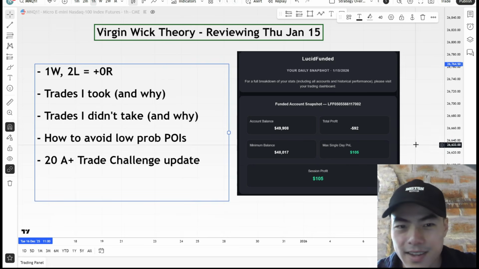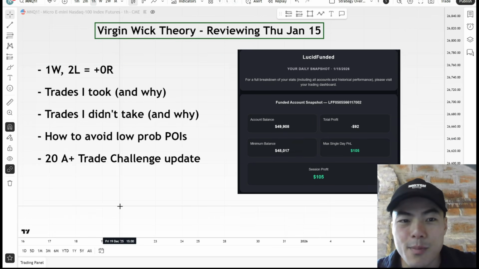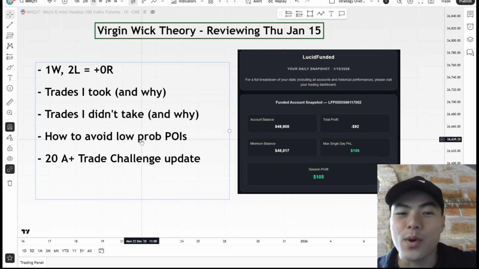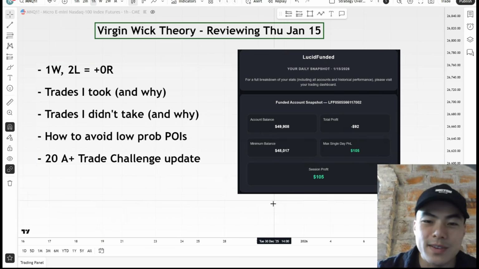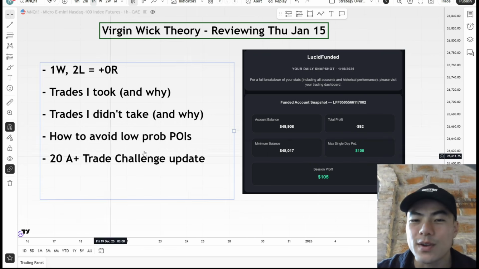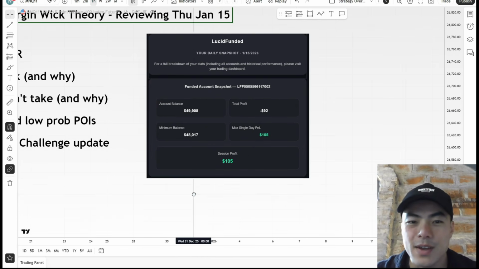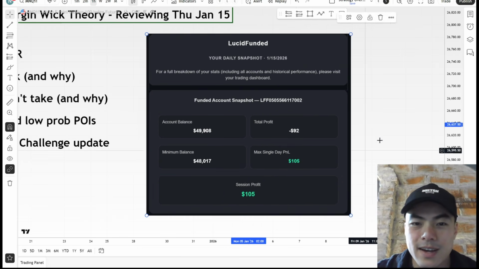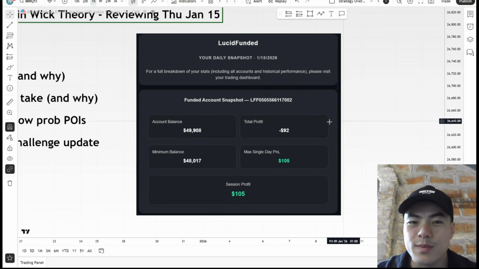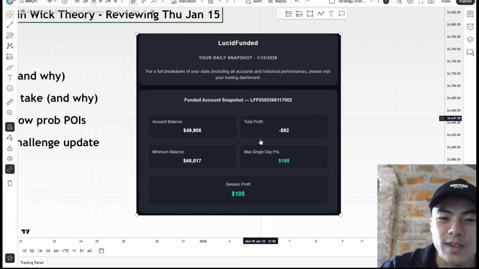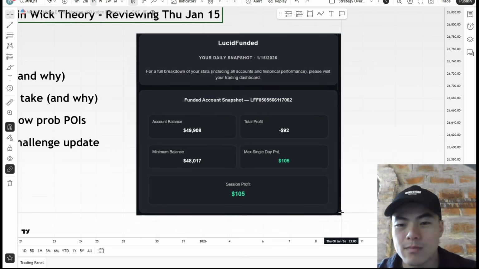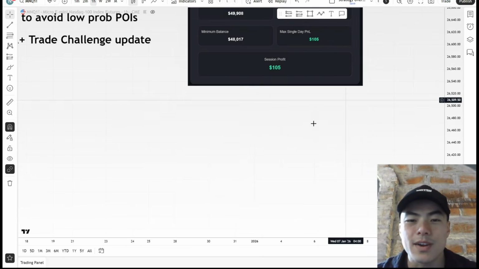Some trades I didn't take and why, something I learned on how we can avoid low probability POIs, and just an update on the challenge. So this is how the account's looking. Pretty much break even. My funded Lucid Flex 50k. Not bad. Okay, let's get into it.